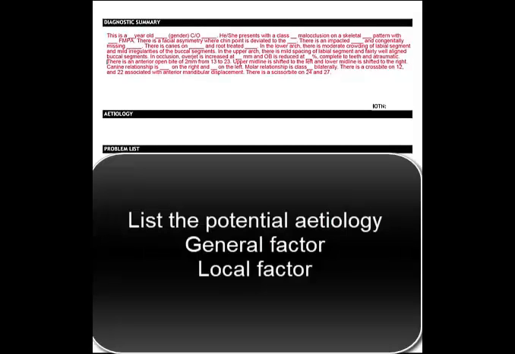Next, let's look at etiology. I hope you all do remember that etiology consists of general factors and local factors. So based on your orthodontic screening or examination and diagnosis of that specific patient, please list and explain all the etiology associated with the malocclusion of the patient. Thank you.